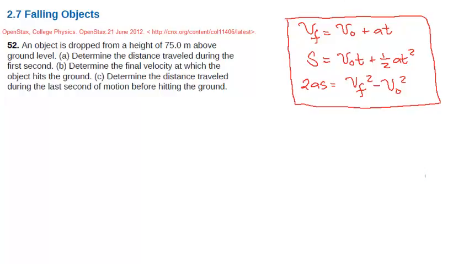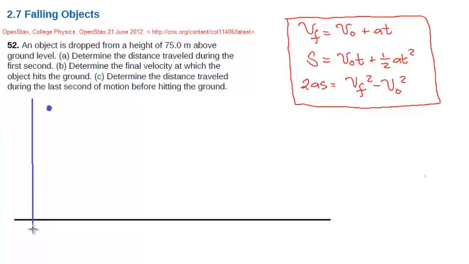Let me draw the ground as a reference. Okay, this is the ground. Now, the object must be somewhere here at the start. Let me do it in blue, 75 meters above the ground. Let me also put an axis here, just so we at least know the height. So at the start, it is here at 75 meters.